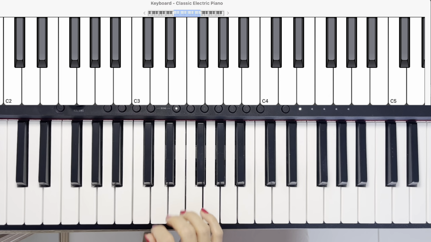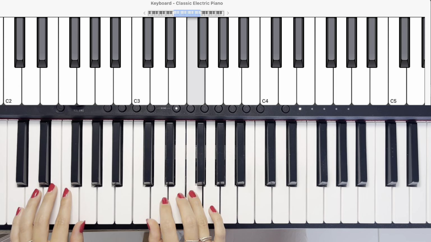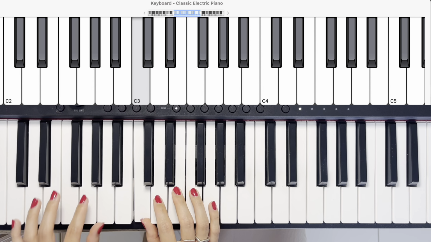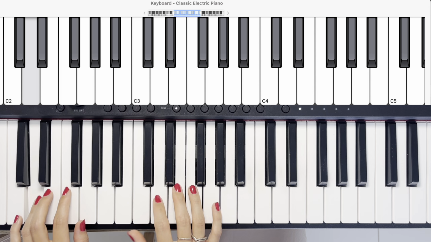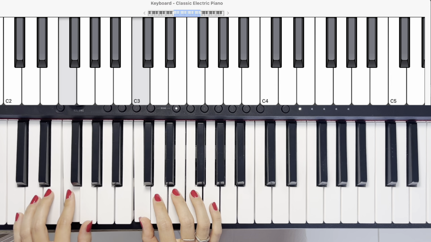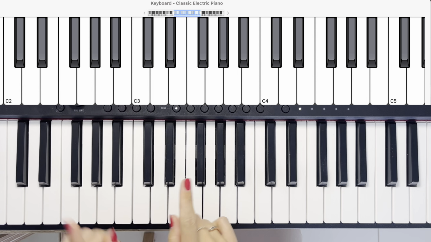So for example, this song here only uses the chords I just showed you. Or for example, also Jingle Bells only uses those chords.